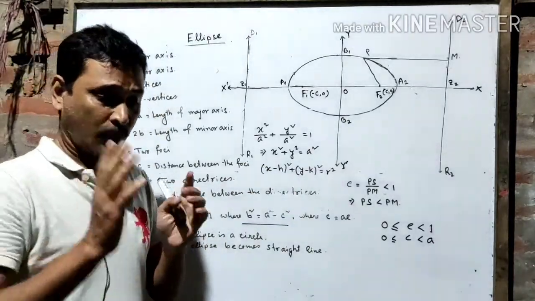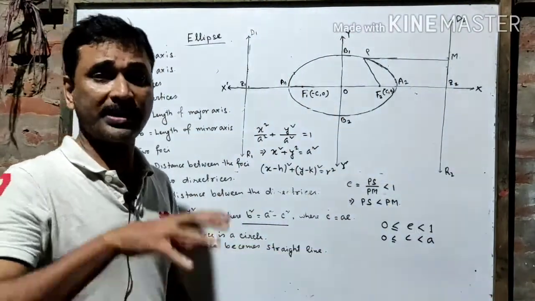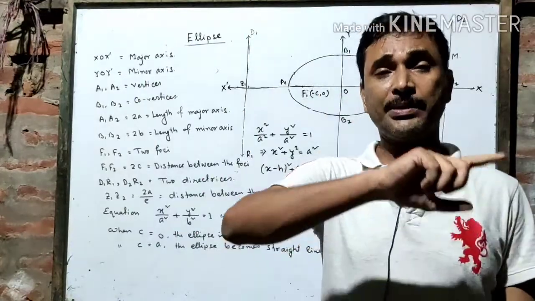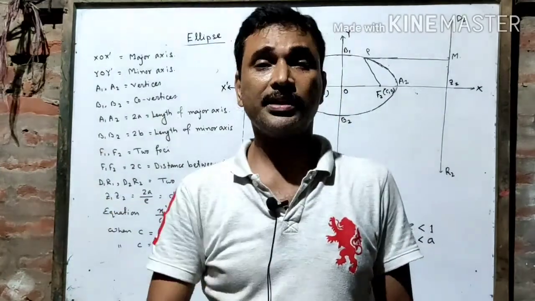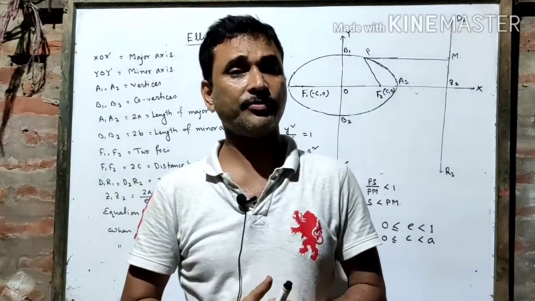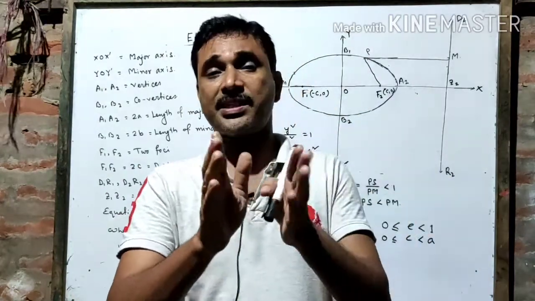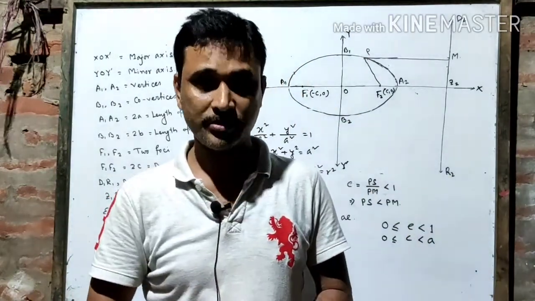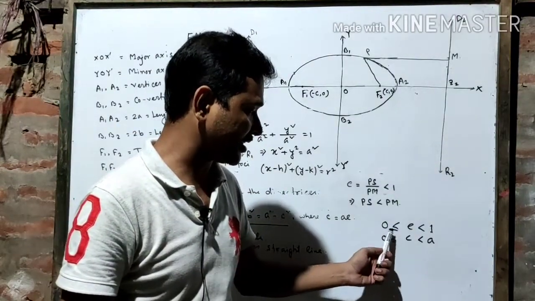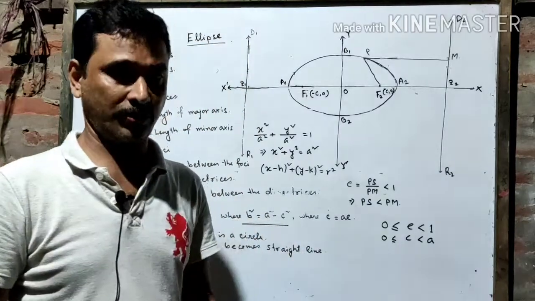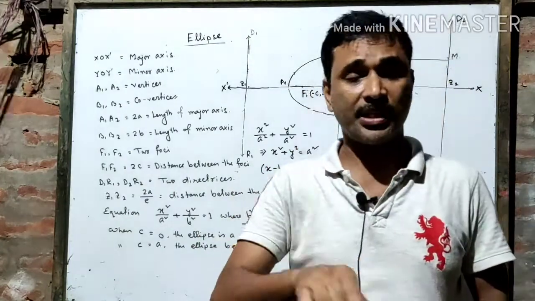So when c becomes 0, E becomes 0. When the eccentricity is 0, the ellipse takes the circular shape. So the ellipse becomes a circle. The circle is a special case of an ellipse. An ellipse becomes a circle when its eccentricity is 0 or c is equal to 0. The least value of E is 0 and the least value of c is also 0. So when the eccentricity is the least, the ellipse becomes a circle.